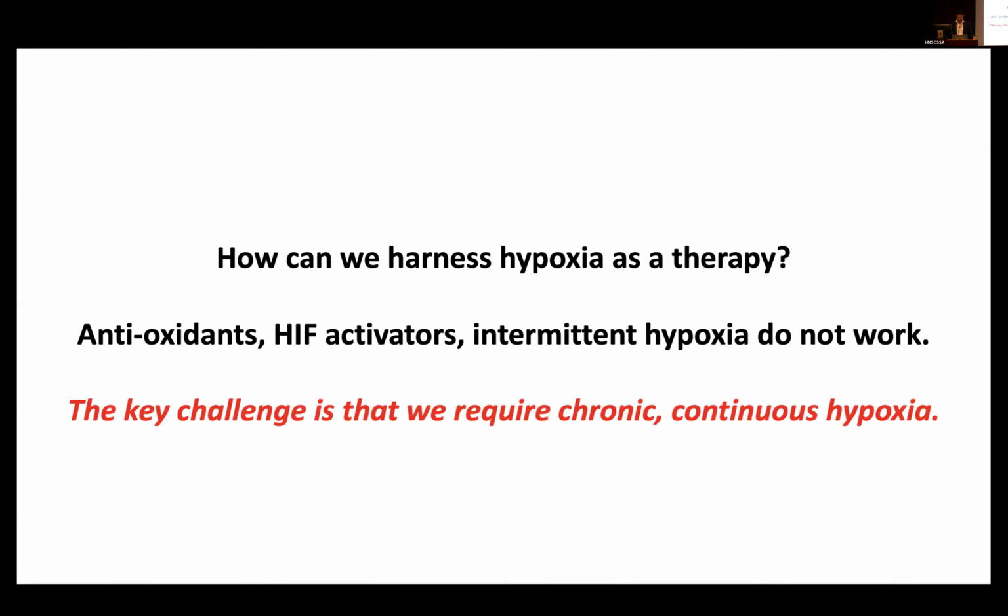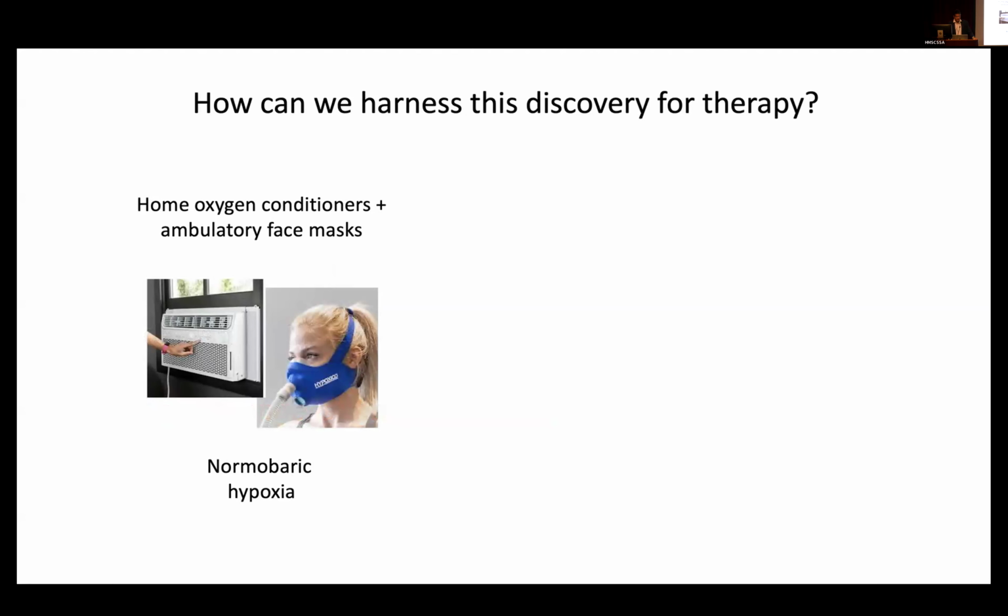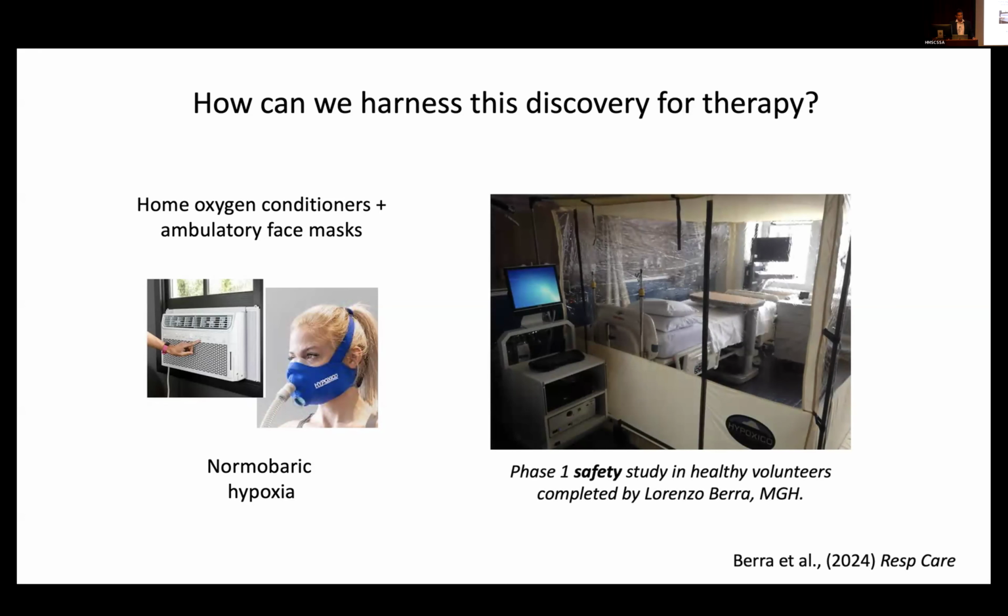So how are we going to make this into a medicine? And so one possibility is to repurpose what the sporting industry has already invented. There's a company called Hypoxico that's in New York that actually makes tents and face masks and nitrogen generators that allow athletes to train at high altitude. Okay? So we actually completed a phase 1 safety tolerability study at Mass General Hospital on the 12th floor at MGH. And this was conducted by Lorenzo Berra, one of my colleagues.